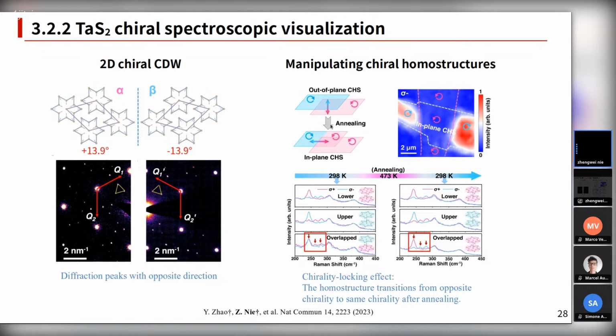What is interesting is that my collaborator stacked two opposite chirality flakes vertically like this, and annealed this sample. And after annealing, we found that at the overlapped area, the initial opposite chirality heterostructure was transformed into a same chirality homostructure. We call this the chirality locking effect.